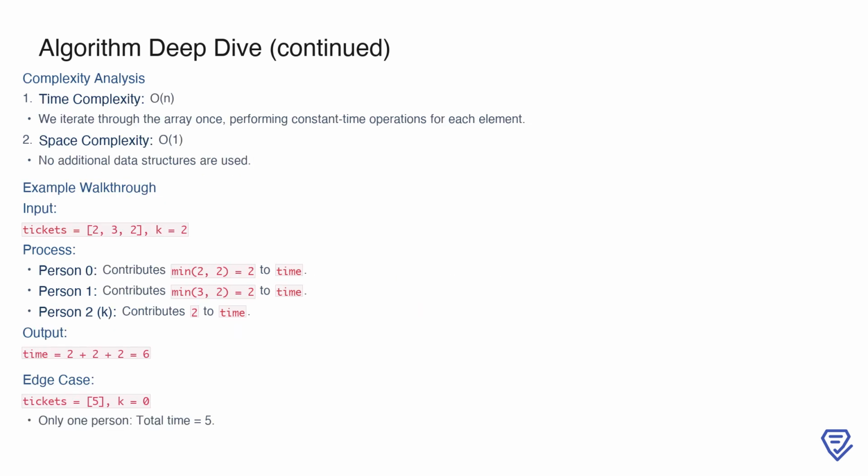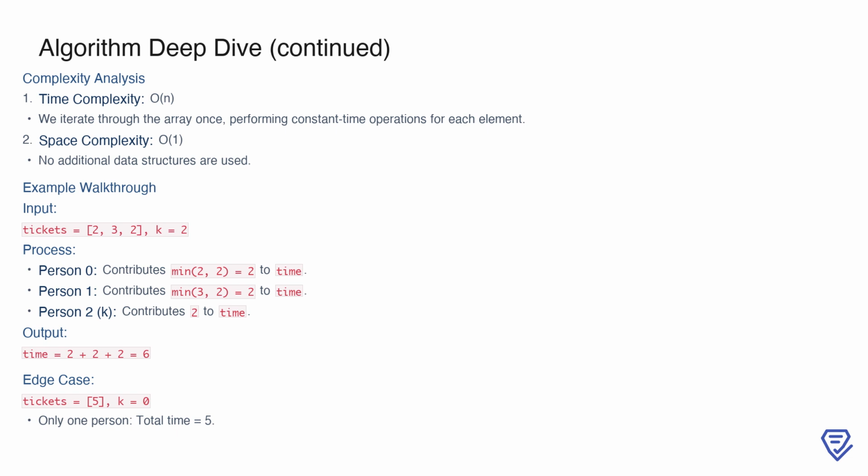The algorithm is highly efficient, with a time complexity of O(n), as we make a single pass through the array and perform constant time operations for each element. The space complexity is O(1) because we do not use any additional data structures beyond the input array and the time counter.